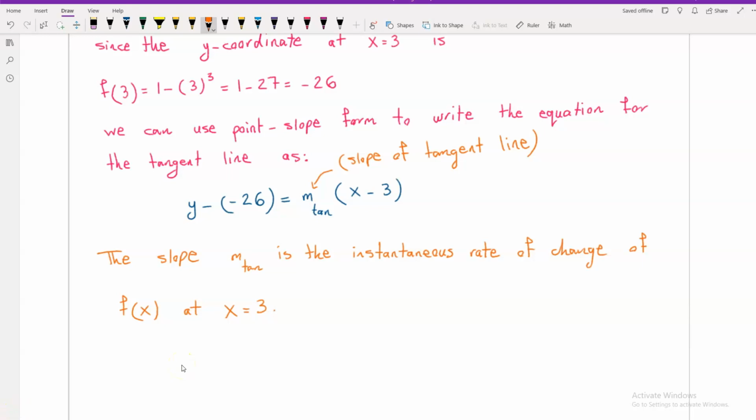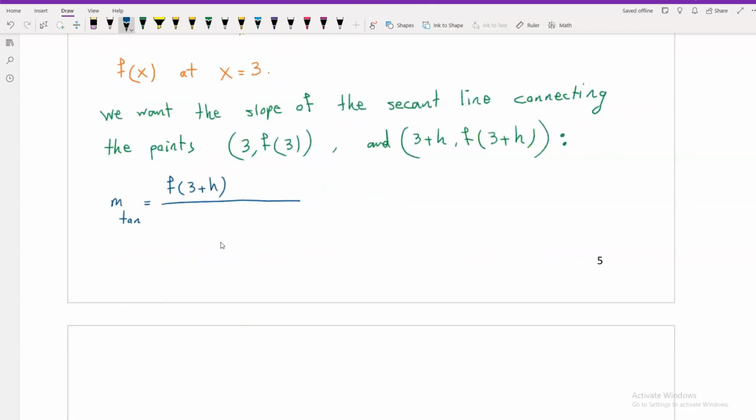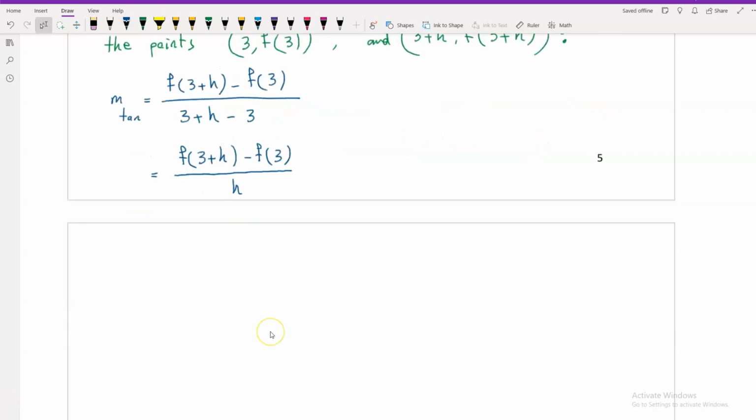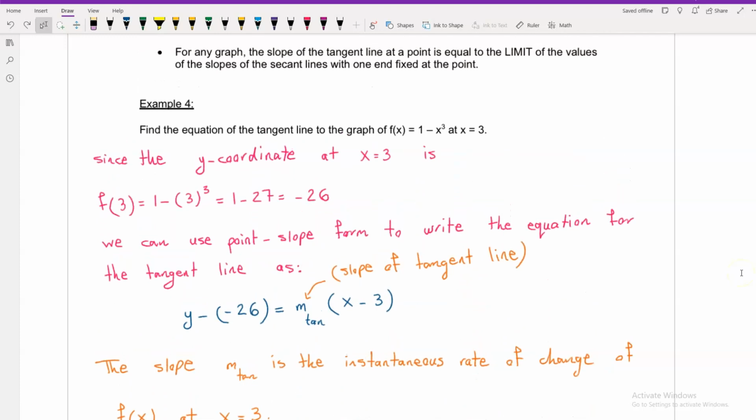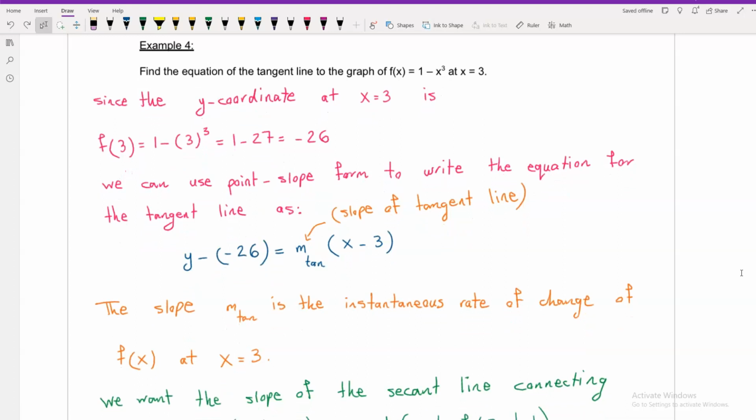So as before, we will calculate the average rate of change over an x interval of length h. So we want the slope of the secant line connecting the points 3, f of 3 and 3 plus h, f of 3 plus h. So our slope is f of 3 plus h minus f of 3 divided by 3 plus h minus 3. And that's equal to f of 3 plus h minus f of 3 divided by, in the denominator, h. Our function is 1 minus x cubed, and we have the answer for f of 3, which was equal to negative 26.